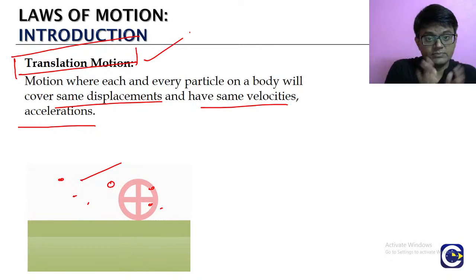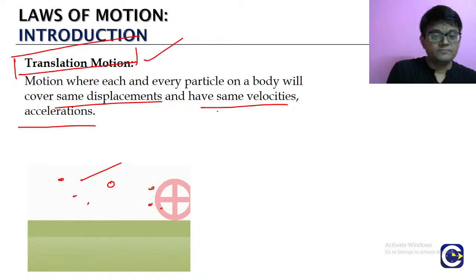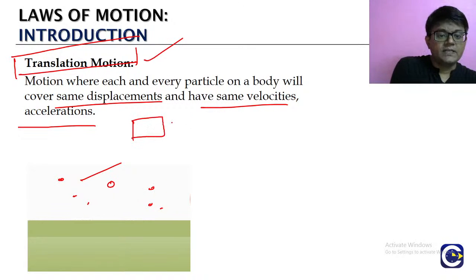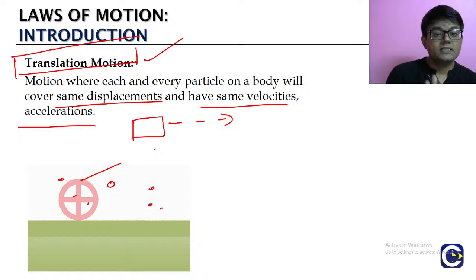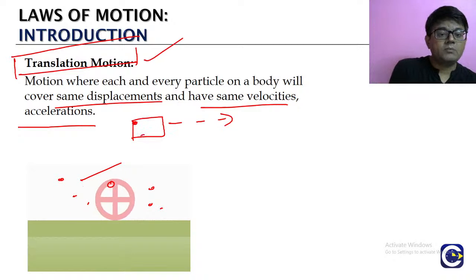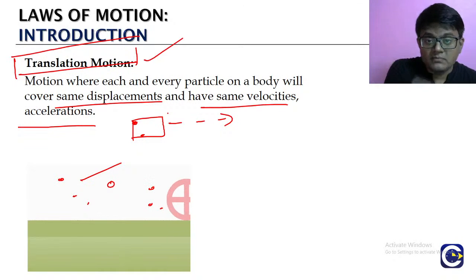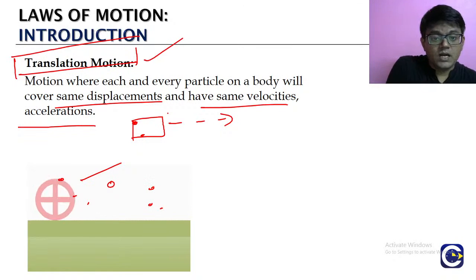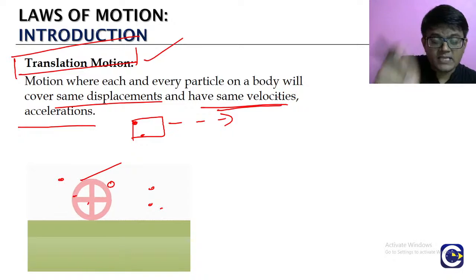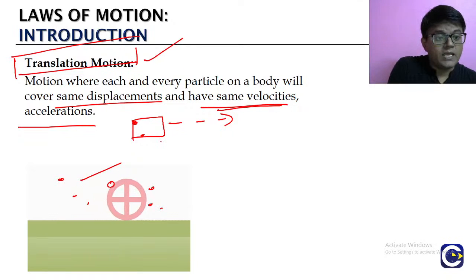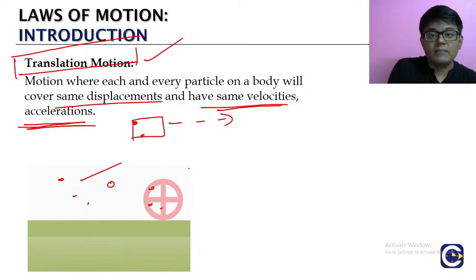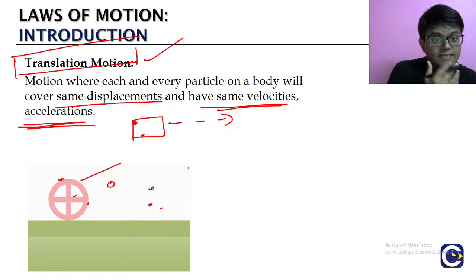So what is translation? Understand clearly. If you have a body, an object like this, it is just moving in such a way that any part of the body you take, in a given time, is going to have the same displacement covered, and also any part of the body will have the same velocity, and of course the same accelerations. Such a motion of the object is what we call translation motion.